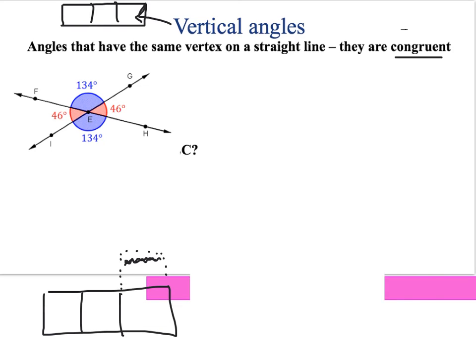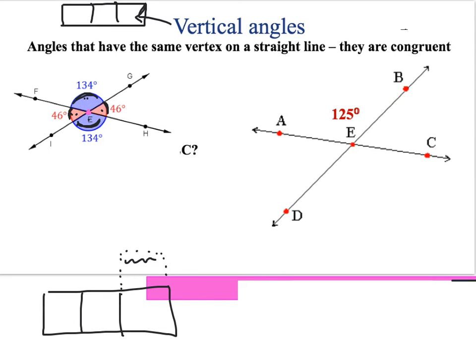So vertical angles look like this. They share a vertex right here in the center, and they're equal. So a set of vertical angles are these two right here, these 46s. They're across from each other, and they share that vertex. Vertical angles are also this angle and this angle. They're across from each other, and they share that same vertex.